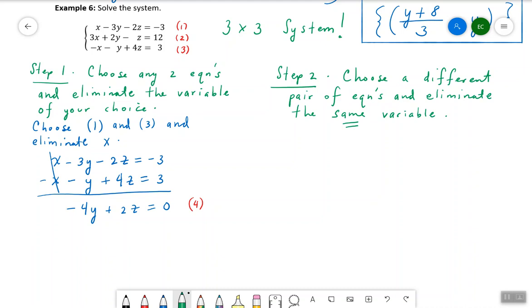Okay, so if we chose equation 1 and 3 last time, maybe we should choose equation 1 and 2 this time. And of course, we're going to have to eliminate x again. And so how would we do that? We just need to multiply equation 1 by negative 3.